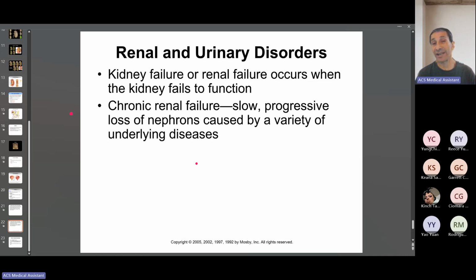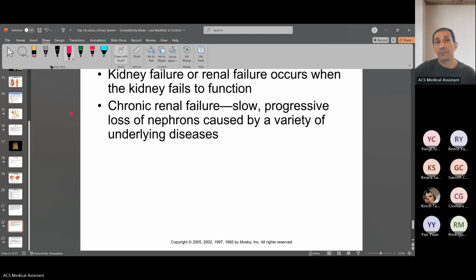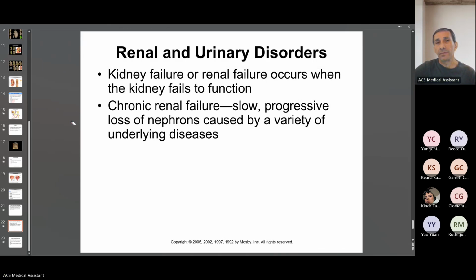Remember, this process of dialysis lasts 3 to 4 hours, 5 maybe, 3 times per week. So a patient who is on dialysis cannot work. This is a patient that receives disability. How can you function? Very difficult.